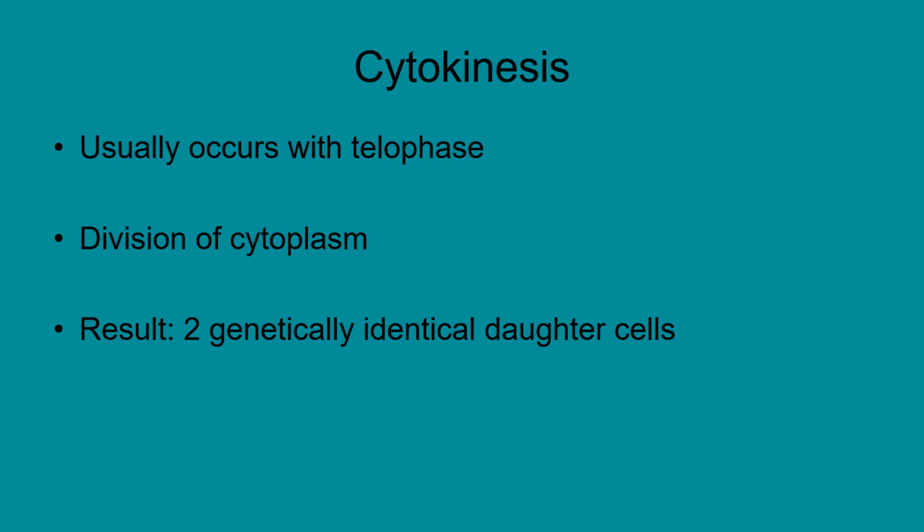For mitosis, you are going to end up with two genetically identical daughter cells. So those two new cells are genetically identical to each other, and they are genetically identical to what that original parental cell was.